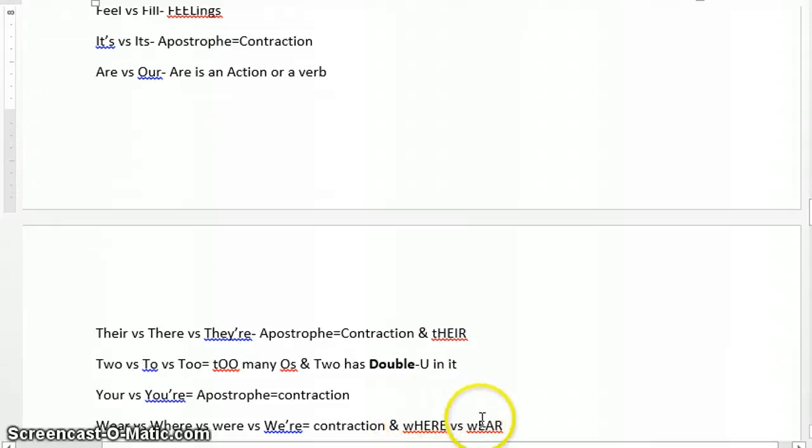Wear, in this case, I like to think of people wearing earrings or wearing earbuds. Anything that you can wear on your ear reminds me that this is to wear something. Okay? And then finally, that leaves us with the verb were, which is the past tense, right?